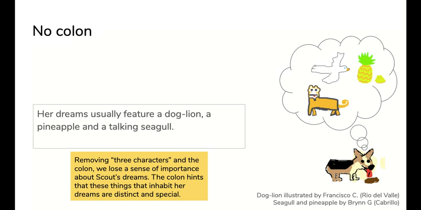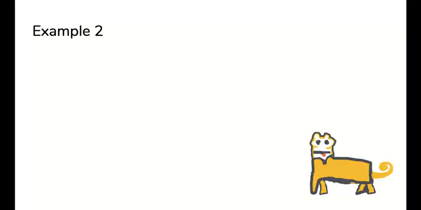We would typically want to use the colon before we go into more details about these 3 characters. For example, if we were going to write a few sentences about the seagull or a few sentences about the dog lion. So let's look at a second example.